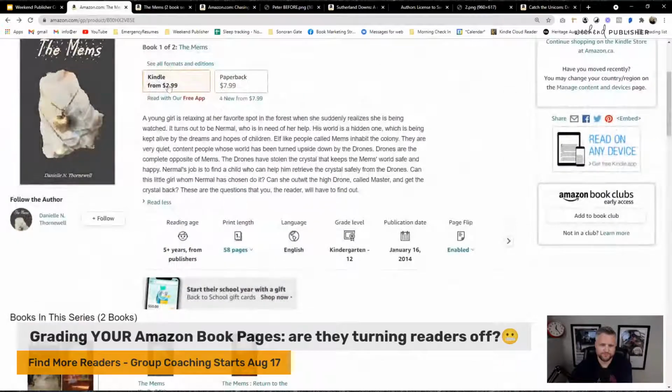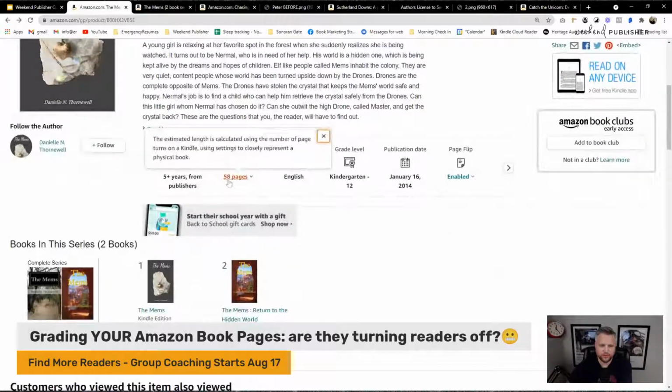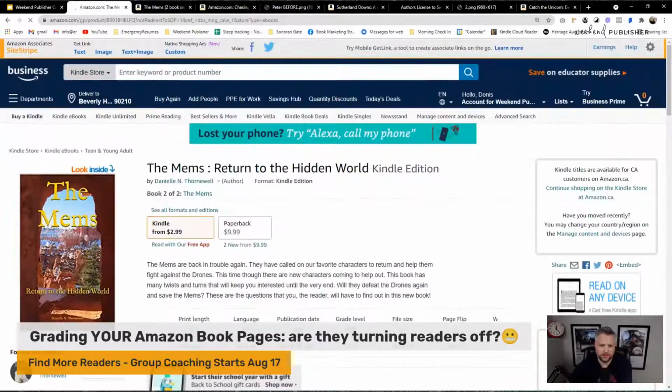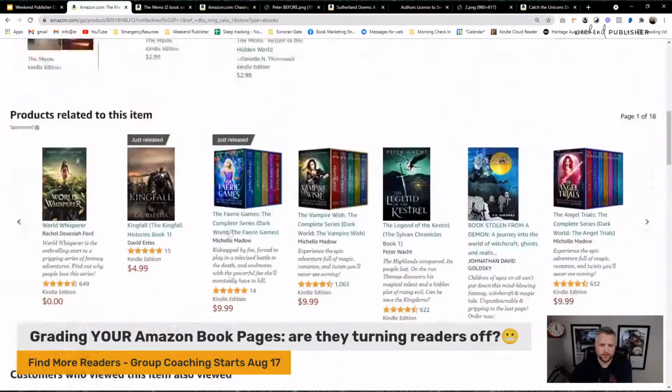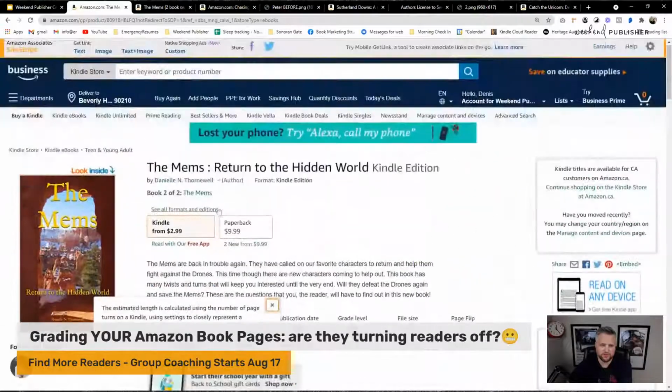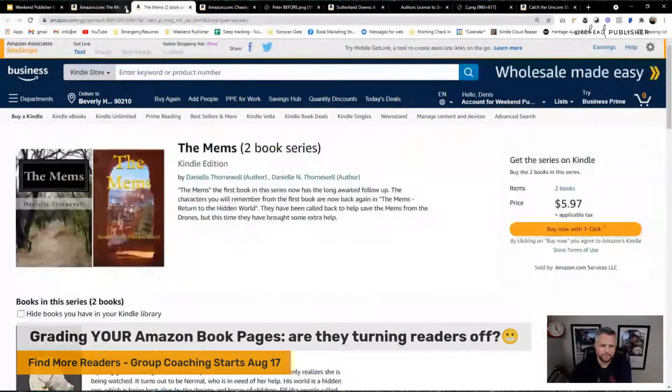In terms of price, I'd probably put this at 99 cents as well for 58 pages, and then use that to get people to buy this book. And this is 106 pages. This is fine at $2.99. So anyways, we're going to move on. Hopefully that was helpful, Danielle, as well.